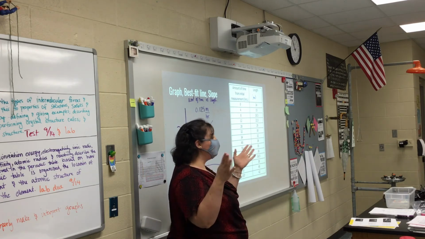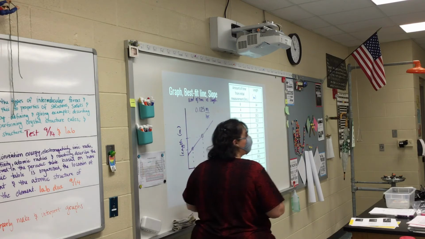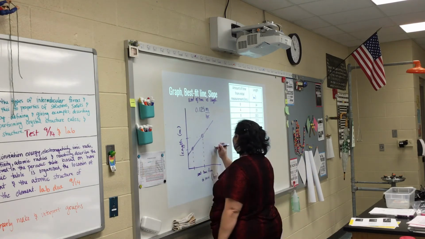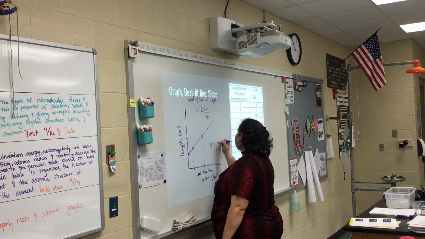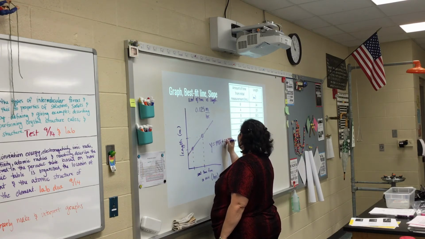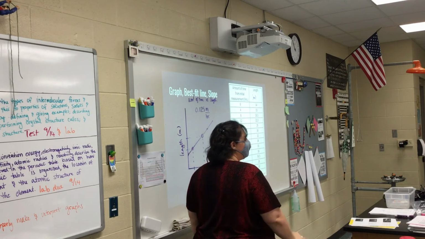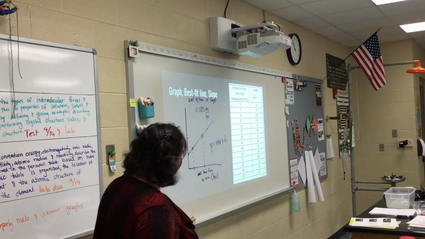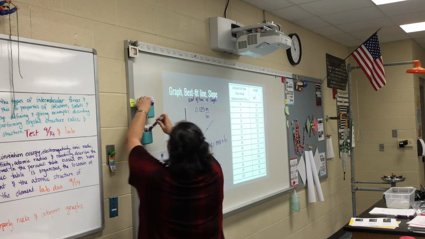So what's the slope-intercept form of an equation? Y equals mx plus b. It's like you guys have memorized that or something. I'll change colors for dramatic effect.